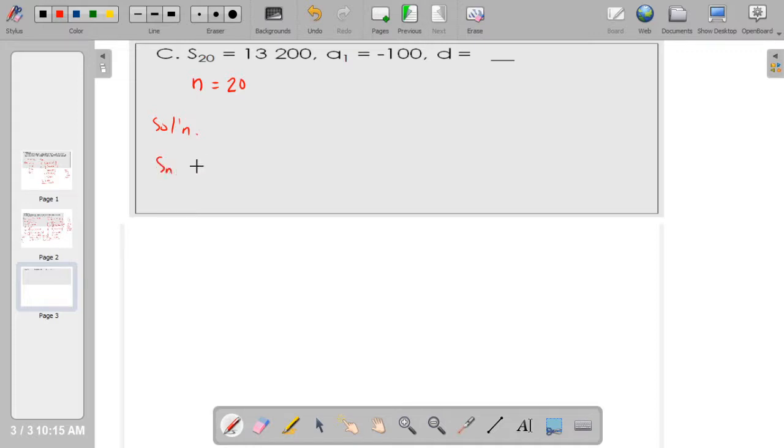That would be S sub n is equal to n over 2 times the quantity 2a sub 1 plus the quantity n minus 1 times the common difference d. Now, our S sub n is S sub 20. So this is 20 over 2 times 2 times a sub 1, which is negative 100, plus our n, which is 20, minus 1 times the common difference, which is unknown. What we need to find here is the common difference.